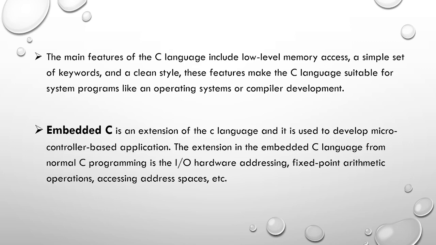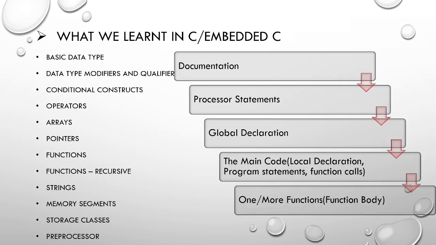Now, what we learned in C and embedded C: basic data types, int, char, float, double, and data type modifiers and qualifiers like short, long, signed, and unsigned. In conditional constructs, we learned about the if else statement, if else if, switch, for, while, and do while loops. In operators, we learned about the arithmetic, logical, relational, assignment, and bitwise operators.